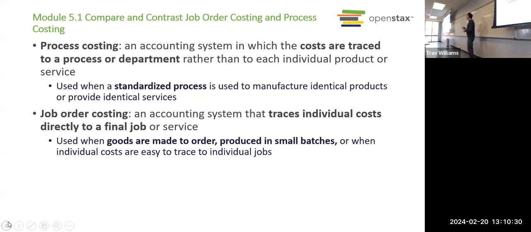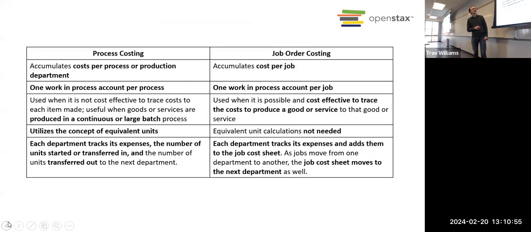Process costing is used when you're mass producing, right? So if you just keep making the same thing over and over and you're making thousands or millions of the same thing, then that job order costing approach wouldn't really make sense. And process costing would make more sense. Okay? So when you have a standardized production process that just keeps going for a long period of time.